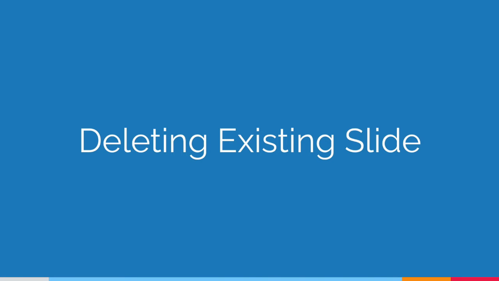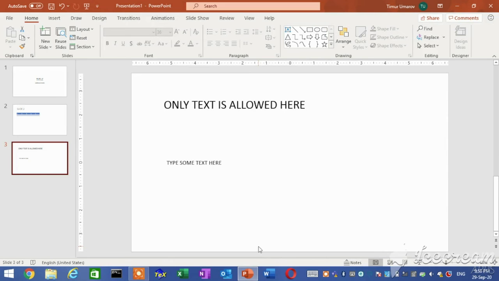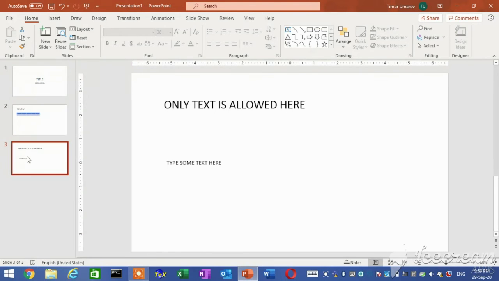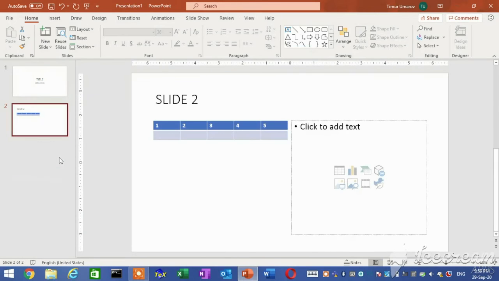Deleting existing slide. There are times while building a slide deck you may need to delete some slides. This can be done very easily. Right-click on the slide to be deleted and select the Delete Slide option. Alternatively, you can select the slide and press the Delete button on your keyboard.